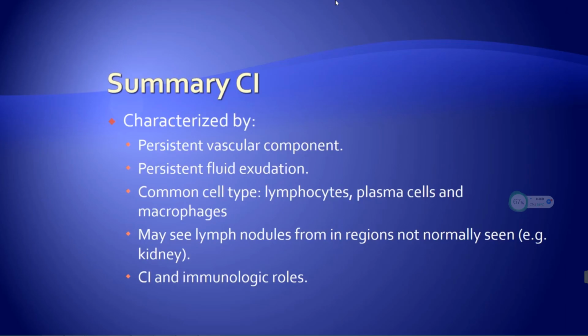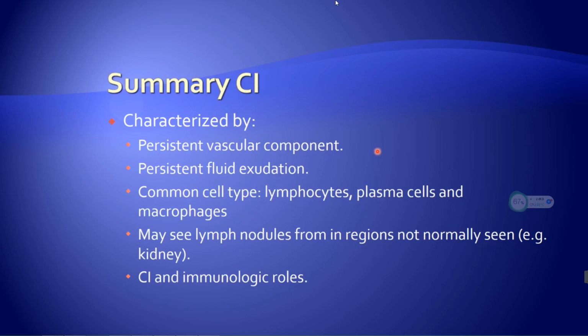So, a summary of chronic inflammation. We're dealing with a persistent vascular component as well. Don't forget, whenever you see that vascular component, think basically fibroblasts and budding capillaries. You may not have a large amount of budding capillaries. You may have other vascular elements that are present, okay, that give rise to repair, and that's the whole purpose there.